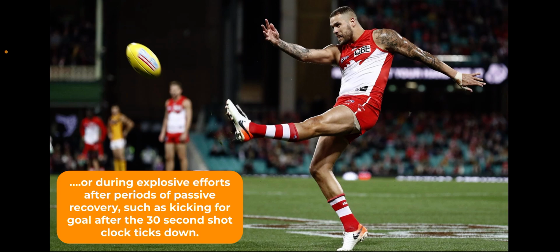One reason why AFL players have 30 seconds on the shot clock is because 30 seconds allows for a significant amount of ATP and CP stores to be replenished. This then allows the system, the ATP-CP system, to work effectively again, not to its overall capacity, but a significant amount of its capacity can be reproduced.